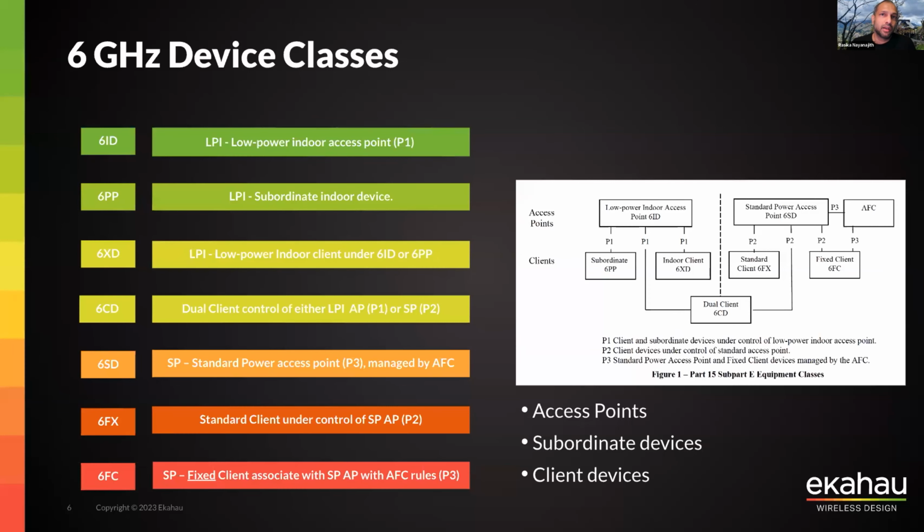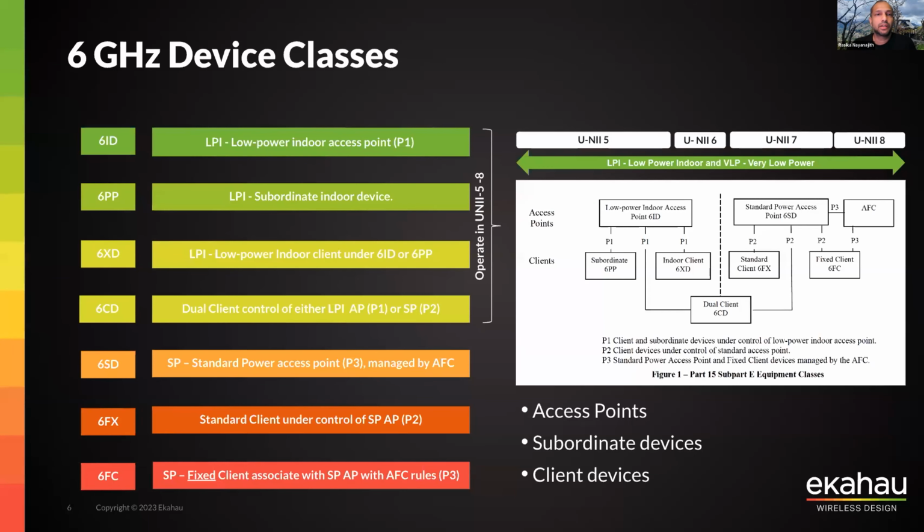In that way, those access point and client devices, especially the fixed client, have to go through the AFC rule. So now, if we look at these 7 types of devices, which particular UNII band they can operate in, that's another thing to remember.